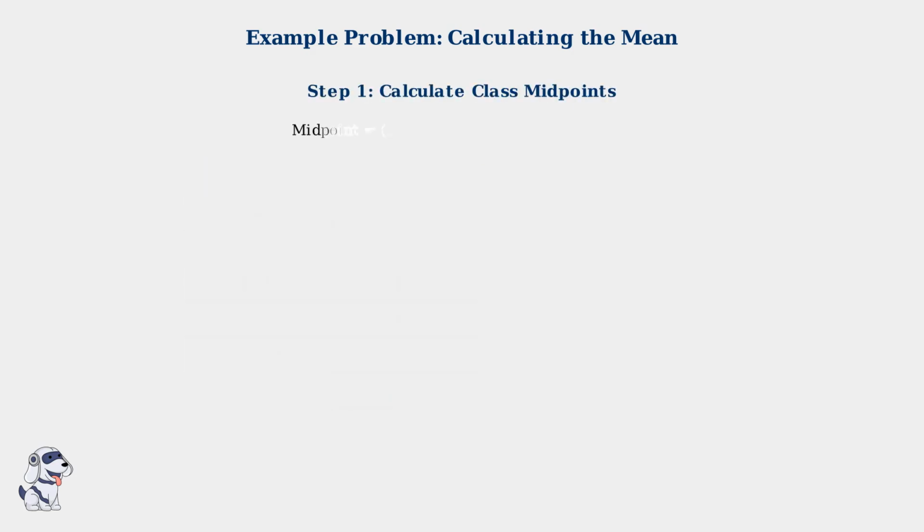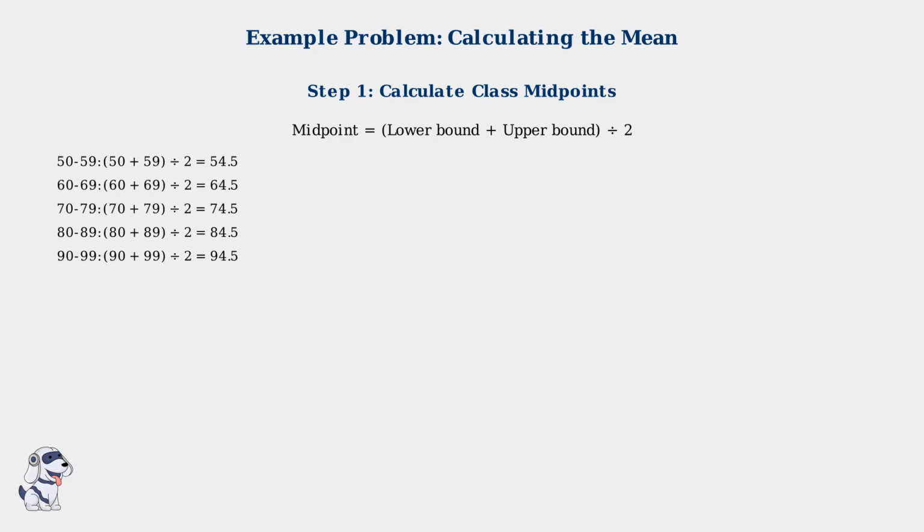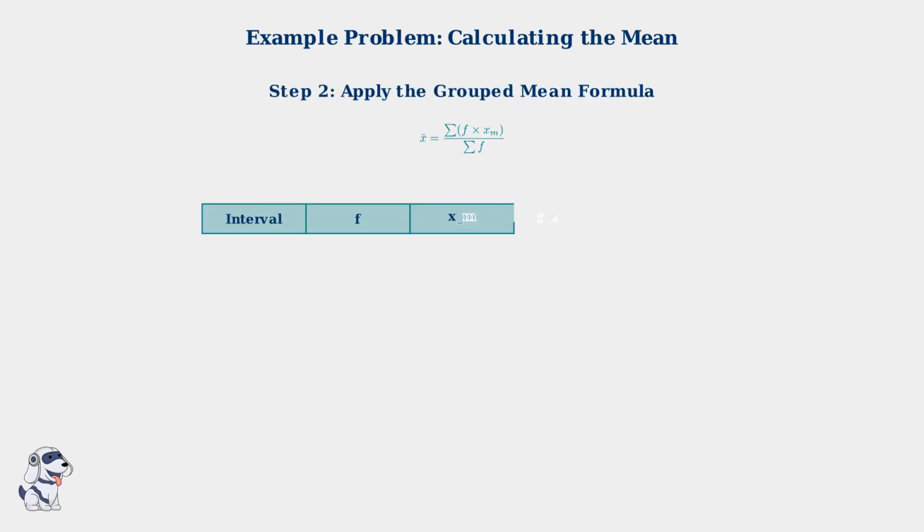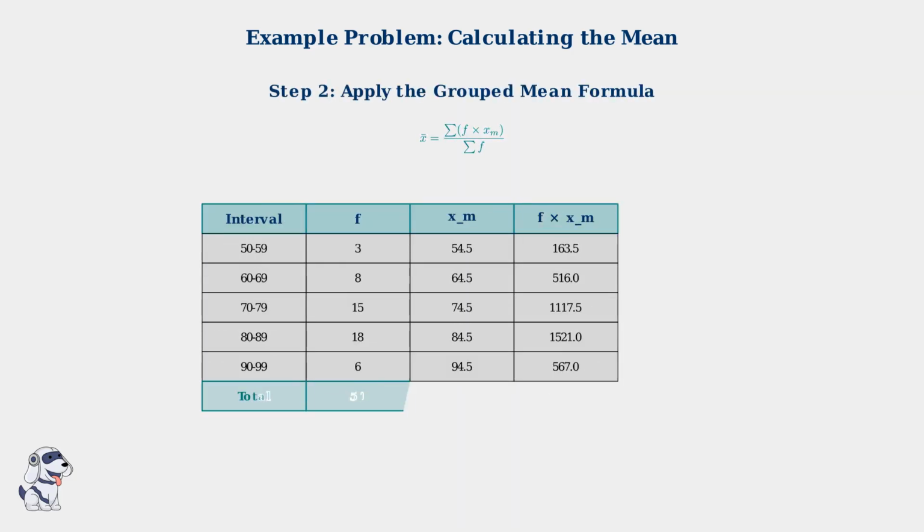Next, we need to calculate the midpoint for each class interval. The midpoint is found by adding the lower and upper bounds of each interval and dividing by 2. Now we'll create our complete calculation table with class intervals, frequencies, midpoints, and the product of frequency times midpoint.